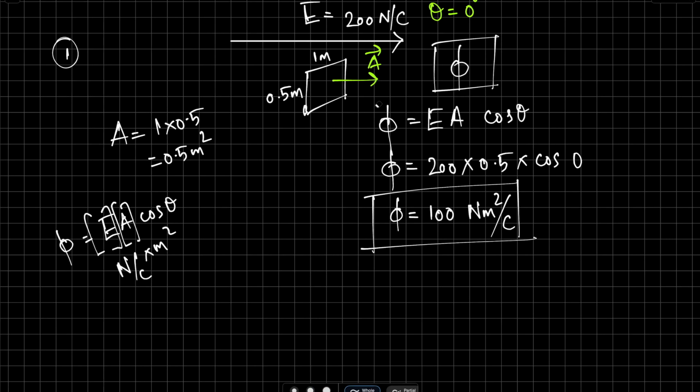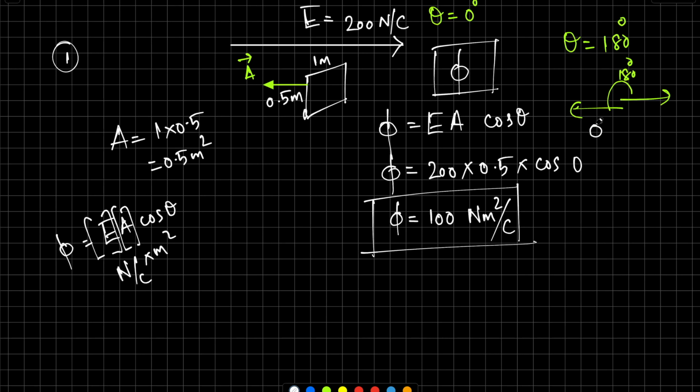The same rectangle, but this time we're finding the electric flux for the opposite surface. So that's the area vector. And what's the angle between area vector and the electric field? Theta equals 180 degrees. Electric field is towards right, area vector is towards left, so the angle between them is 180 degrees. So when you calculate phi equals EA cos theta, again, 200 times 0.5 times cos 180. Cos 180 is minus 1, so you'll end up with the same answer with a negative sign, minus 100 Newton meter square per Coulomb.